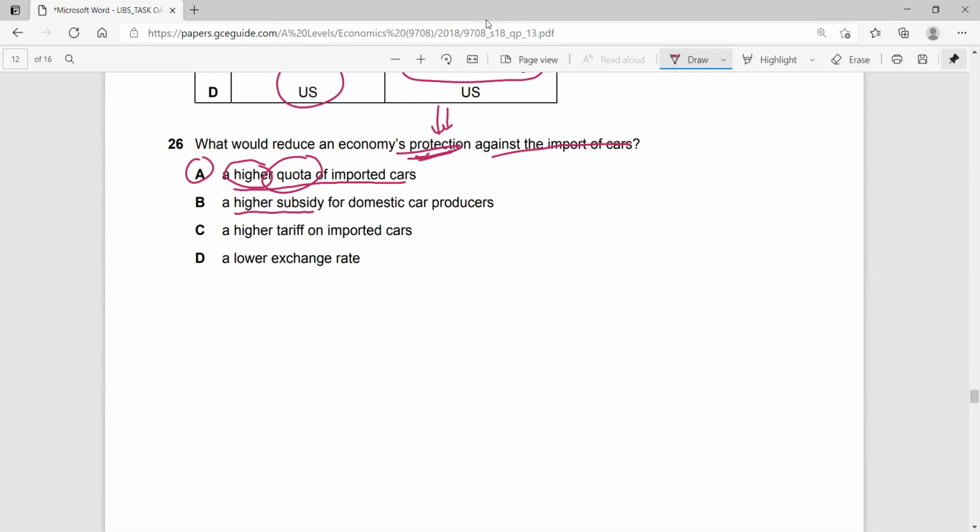A higher subsidy for domestic car producers would protect against imported cars, because then domestic cars are more competitive and cheaper, so they can fight back against imported cars.